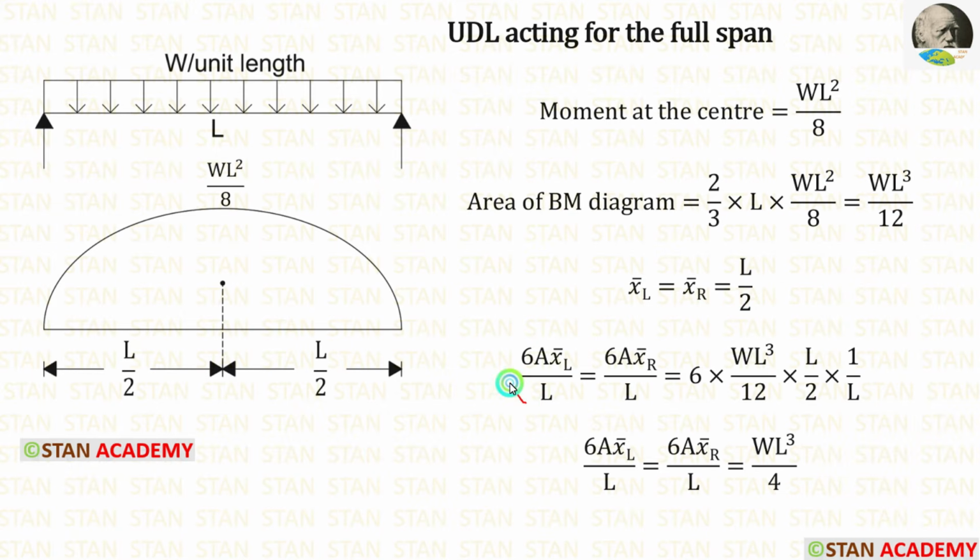Now let us calculate 6A x bar left upon L and 6A x bar right upon L. Both of the values will be same because we are having the same centroid distance. In this formula, we can apply the values of area and the centroid. Finally, we are getting WL cube by 4.